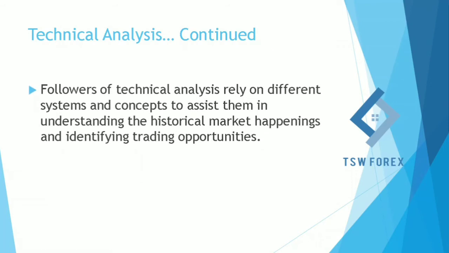Followers of technical analysis rely on different systems and concepts to assist them in understanding the historic market happenings and identifying trading opportunities. So of course, we have this thing in technical analysis that we call always look left, because the movement of the price is always up and down and moving to the right. So you look left to see the major key levels in the market, and we use that for an assumption for the future, to say, all right, at this key level or this price level, I'm expecting some form of reaction. And of course, we'll discuss this more when it comes to Japanese candlesticks.